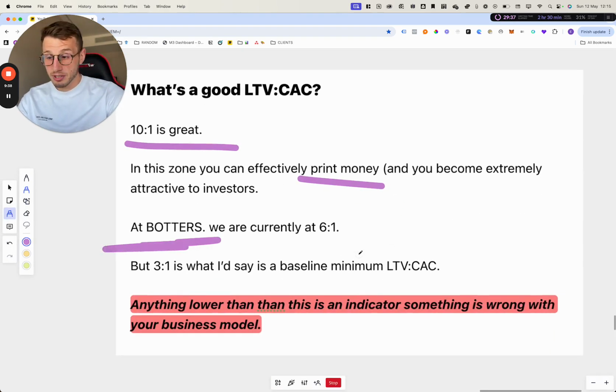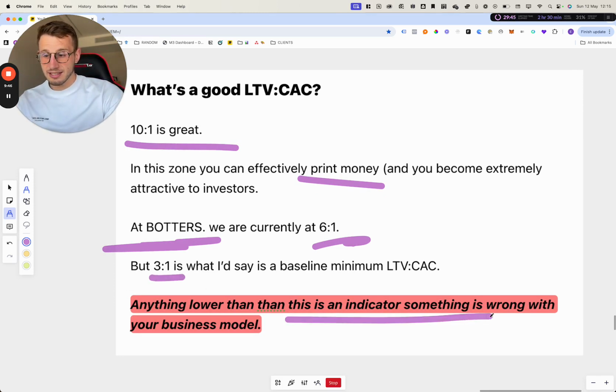At my business, Botters, we're currently around 6 to 1, which again is super, super solid. 3 to 1 is like your baseline minimum. Anything lower than this, as I say here, is an indicator that something's wrong with the business model.